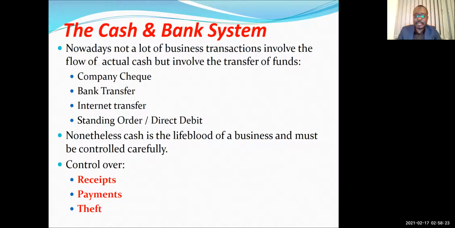The cash and bank system. When we talk about the cash and bank system, we are talking of inflows of cash. Currently, we don't normally exchange cash in most business transactions. It is all about company checks being written using the banking system or internet transfer systems, direct debit, and standing orders, okay? But regardless of this, we should know that still there's some form of cash being channeled from one source to the other. So we're looking at the cash, controls over the receipts and the payments, to avoid theft or fraud, okay? Cash is always the lifeblood of the organization. Without cash, the company is dead. You can be making profits, but if you don't have cash, remember, profit is not the same as cash.